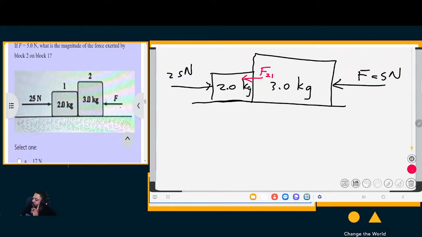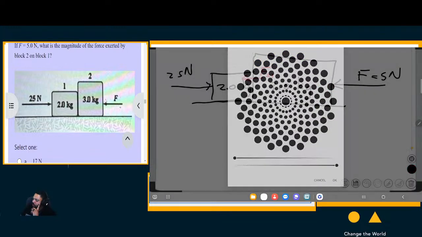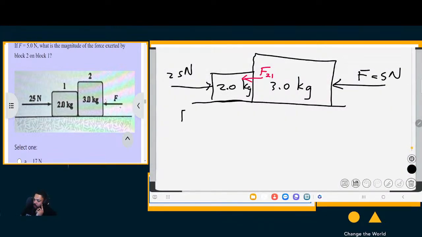So there's the situation. Let me go back to black. We know that the sum of the forces is equal to the mass times the acceleration. But let's first work out the sum of the forces. In this case it would be the 25 newton force, and we take to the right as positive. You can take either one, it will be the same. So if 25 newtons is positive, then 5 newtons going in the opposite direction would be negative.